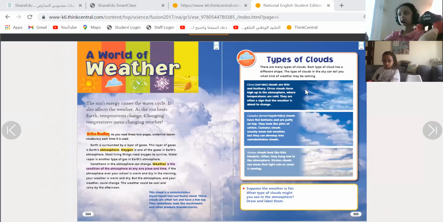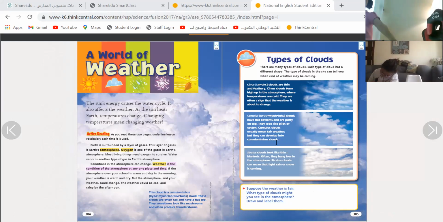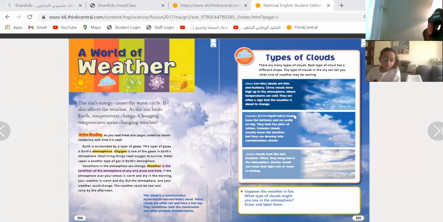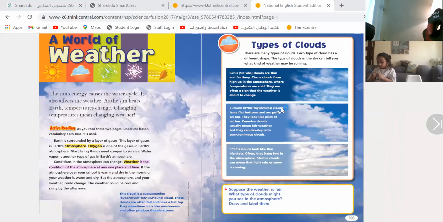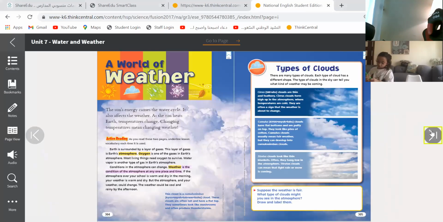We learned about the three types of clouds: cirrus, cumulus, and stratus. And we learned which one of them will bring the rain. Which one, you know, is a rainy weather? Cirrus, cumulus, or stratus? Stratus, excellent. Very good.